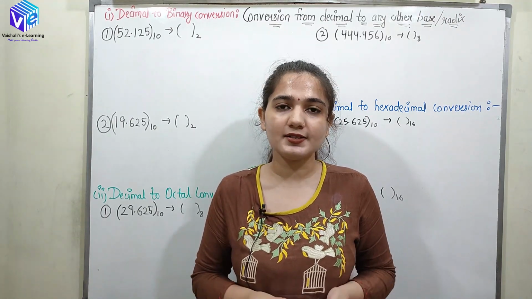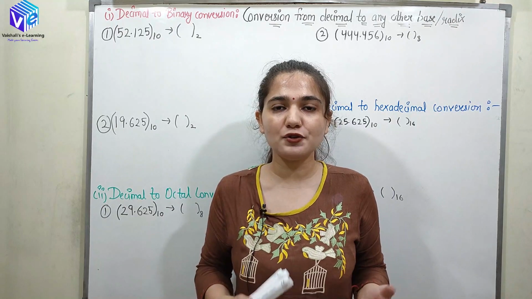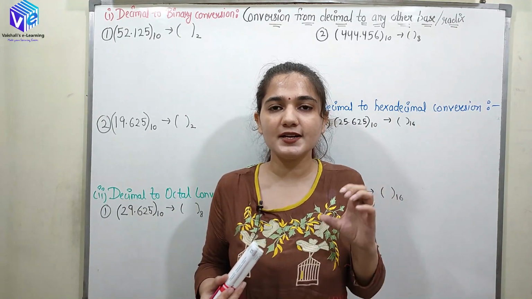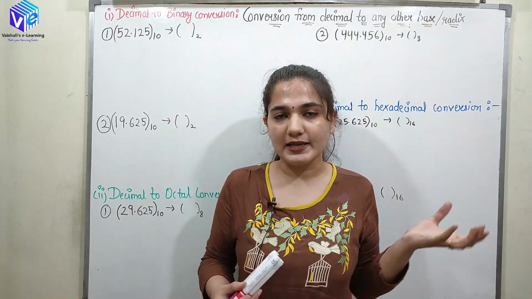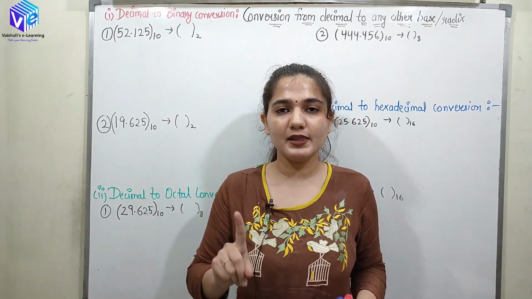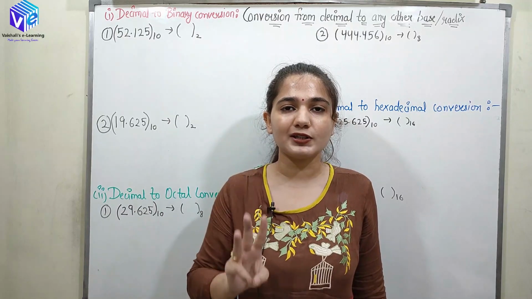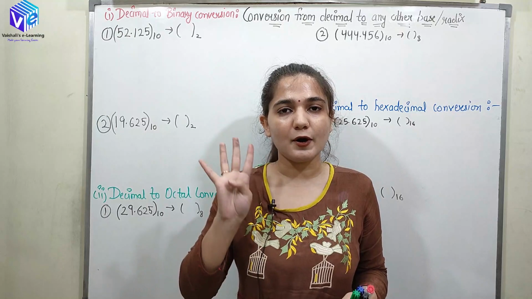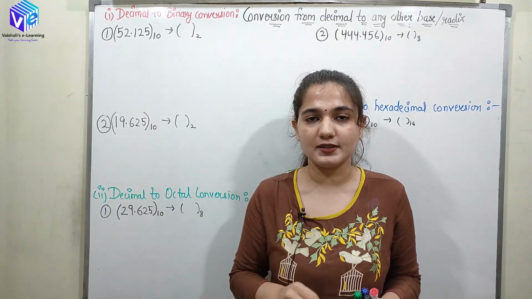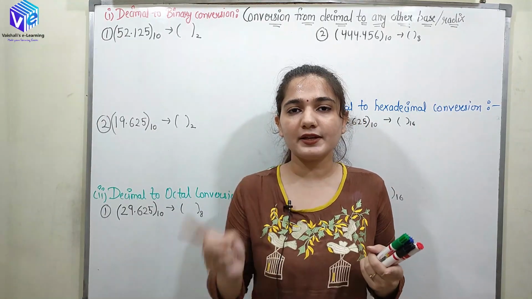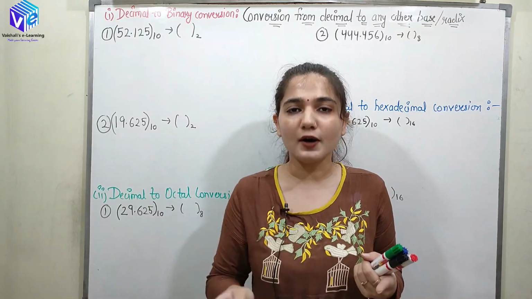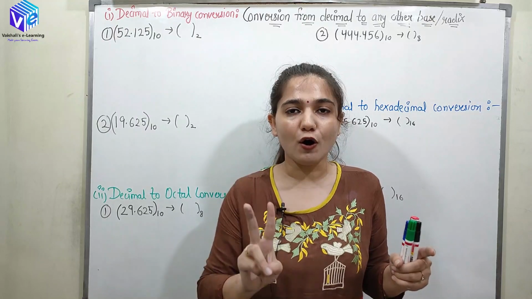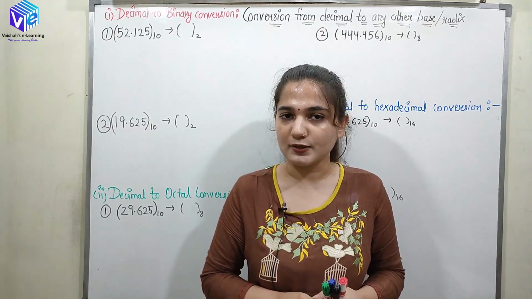We are discussing digital circuits, and today in this video we are going to see how we can convert a number from the decimal representation to any other base. We have talked about the decimal, binary, octal and hexadecimal number systems, right? Now from decimal we can convert to binary, to octal and to hexadecimal. So we are going to talk about all three types of conversion in this video.